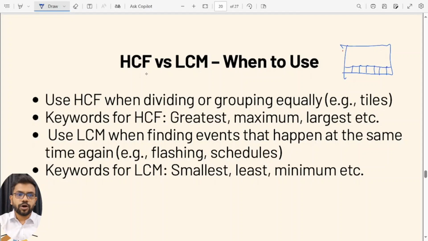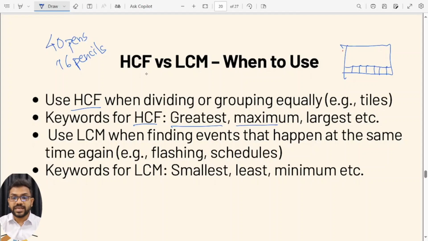HCF. Okay, or let's say you have 40 pens and 16 pencils that you want to divide and distribute equally, you'll have to use HCF. Okay, there are some keywords that you'll have to know for HCF. Let's say in word problems, if it says find the greatest number that divides, or the maximum or the largest number that divides, you'll have to identify that this is HCF.